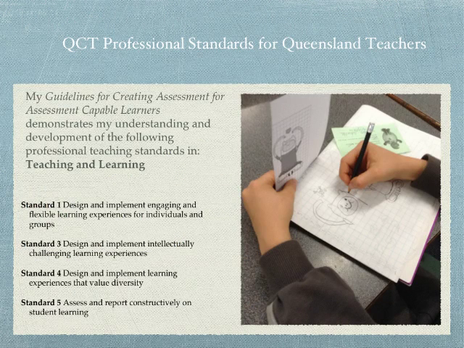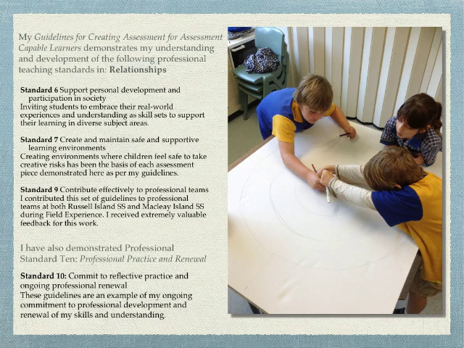The QCT professional standards that I've covered, I've copied into the PowerPoint, so you can have a look at those when you read it, but I've focused here on relationships, so I'll quickly go into that. For Standard 6, we have supporting personal development and participation in society. Here, I'm inviting students to embrace their real-world experiences and understanding as skill sets to support their learning in diverse subject areas. So rather than disregarding what students already know, we're embracing that knowledge and trying to bridge the gap between the classroom and outside of the classroom.